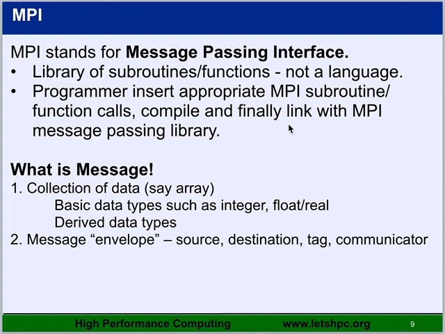So what is a message? A message is basically a collection of data. It consists of basic data types such as integer, float, real, and also derived data types. The second part is the message envelope, which consists of particular information like the source, the destination, some kind of tag, and the communicator. These things will become clearer as we go forward.